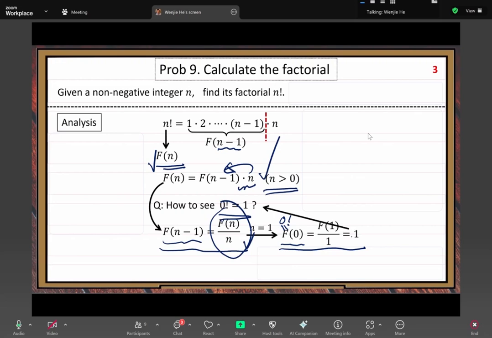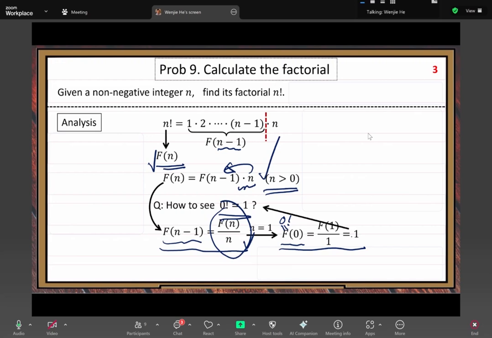So that's from the formula point of view. But there is another special point of view, to help you understand why 0 factorial is reasonable.